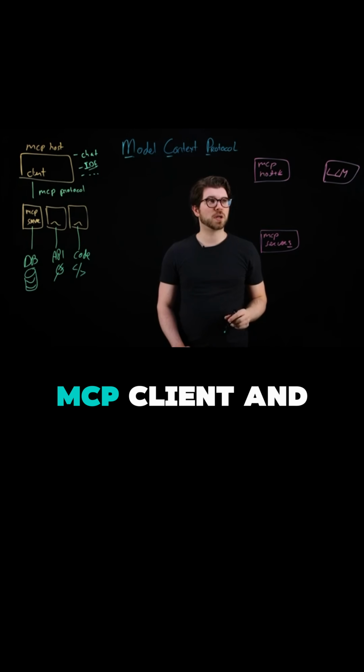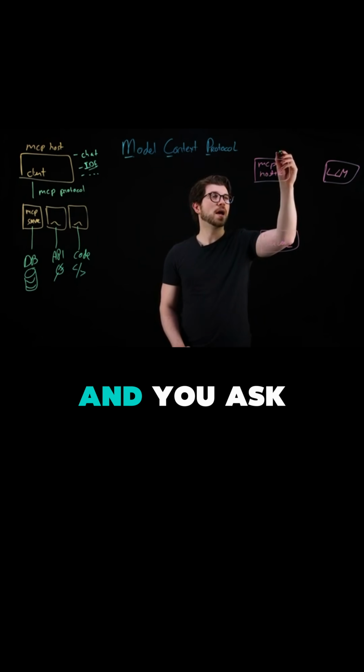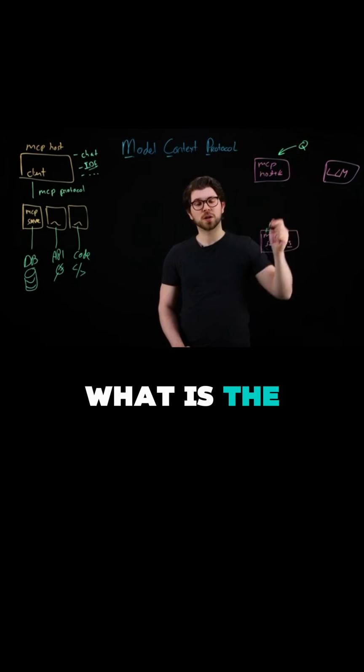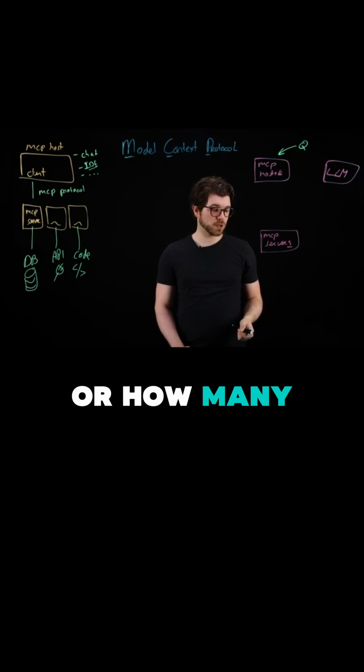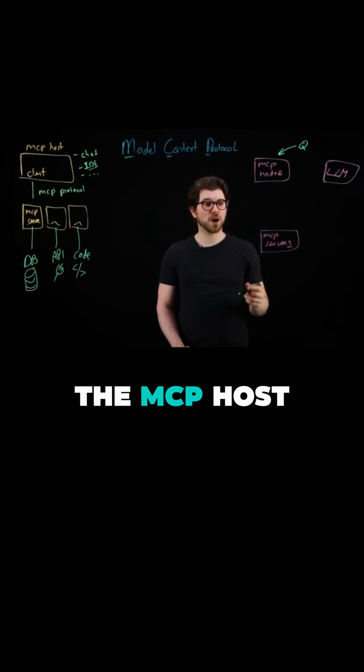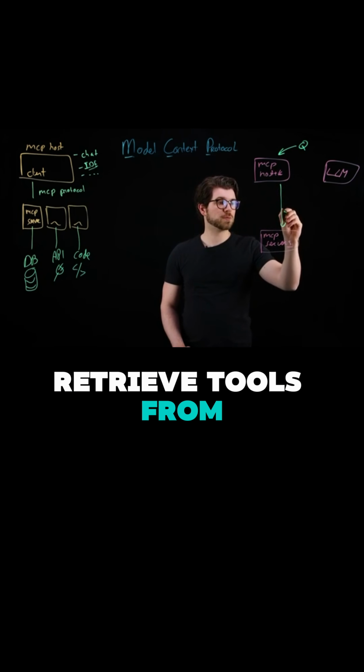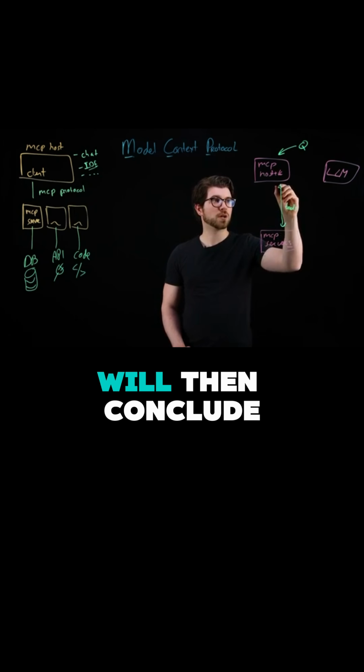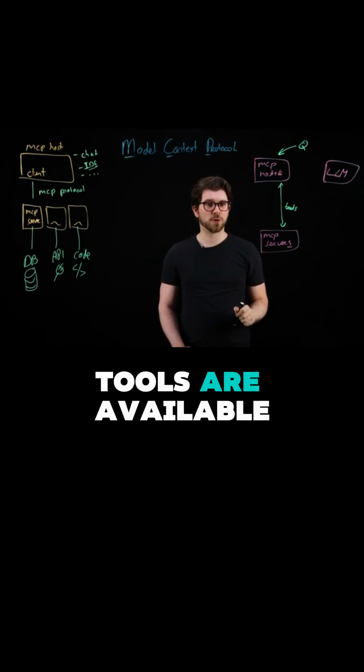Let's assume our MCP client and host is a chat app. And you ask a question such as, what is the weather like in a certain location, or how many customers do I have? The MCP host will need to retrieve tools from the MCP server. The MCP server will then conclude and tell which tools are available.